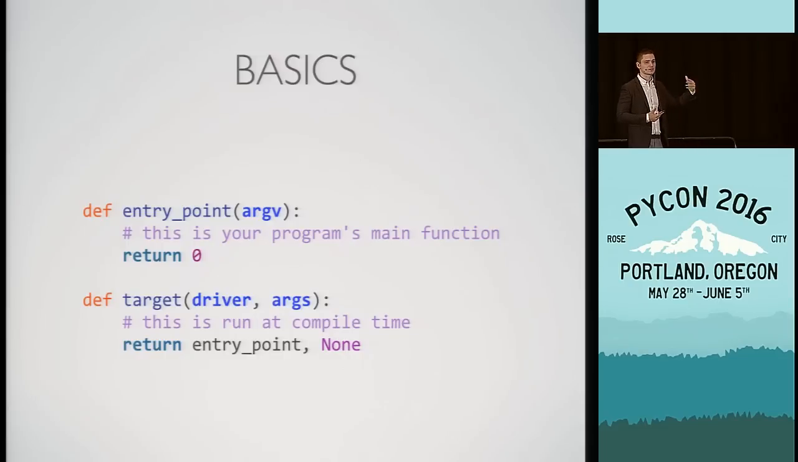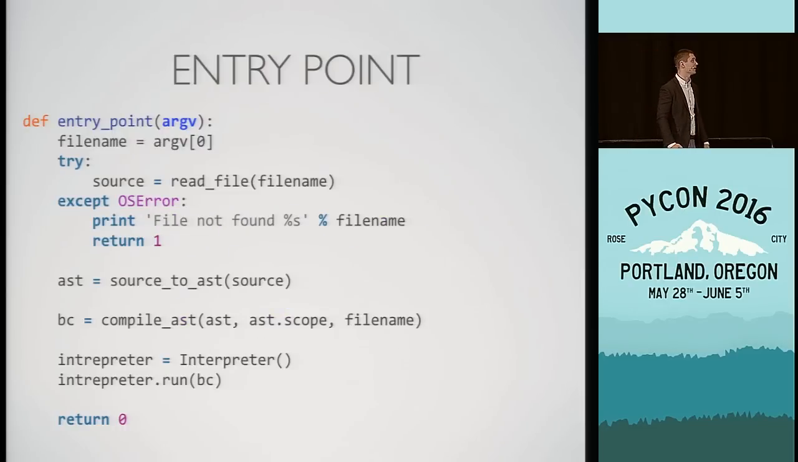So the target is just instructing the compilation process. The entry point is what actually gets called. Our entry point probably looks something like this. The first argument is a file name, so you can do some simple checks. Let's check it's an actual file, and try to read that file. Then you parse the source code to an AST tree, something we looked at before. Then you compile that to bytecode, and then you get an interpreter instance from somewhere, and run it. Then you just return the status code of 0.